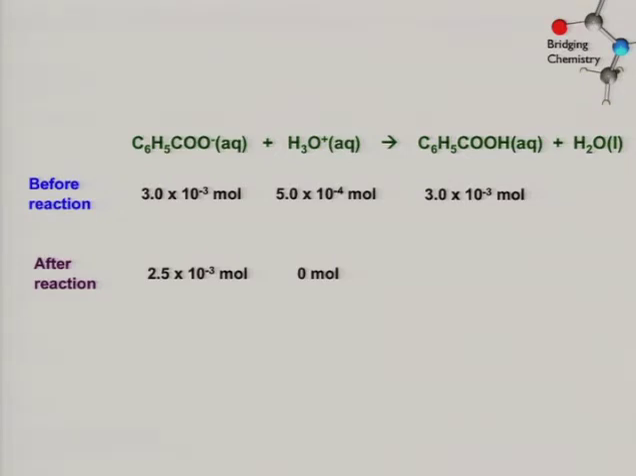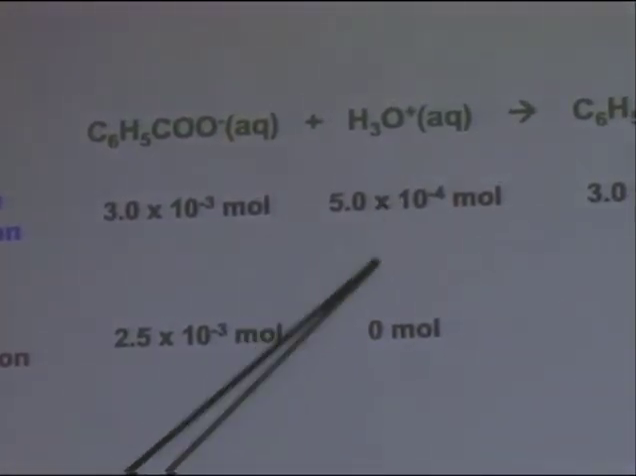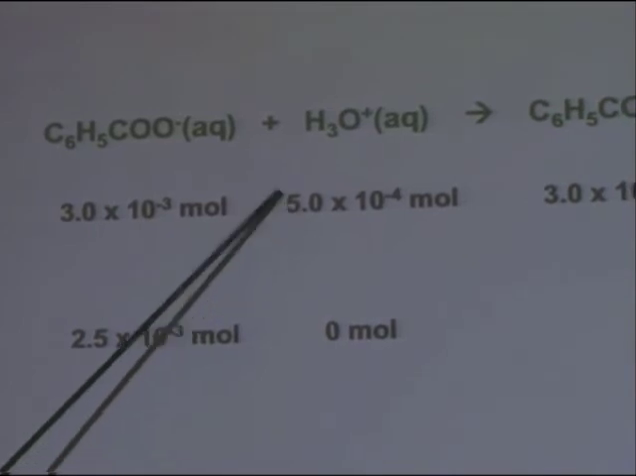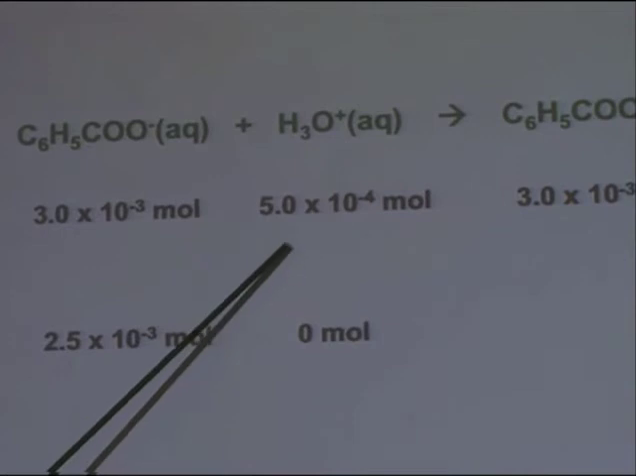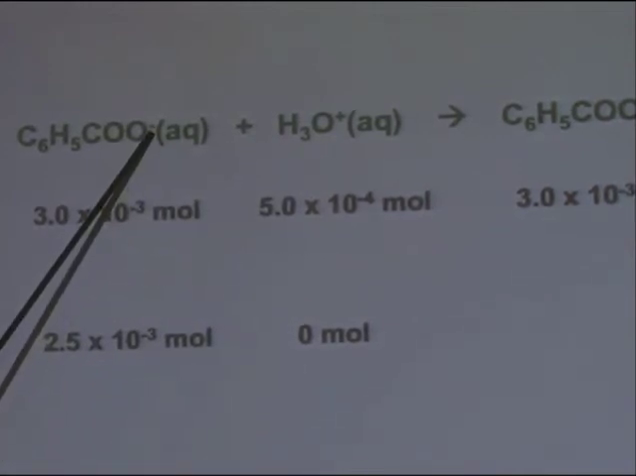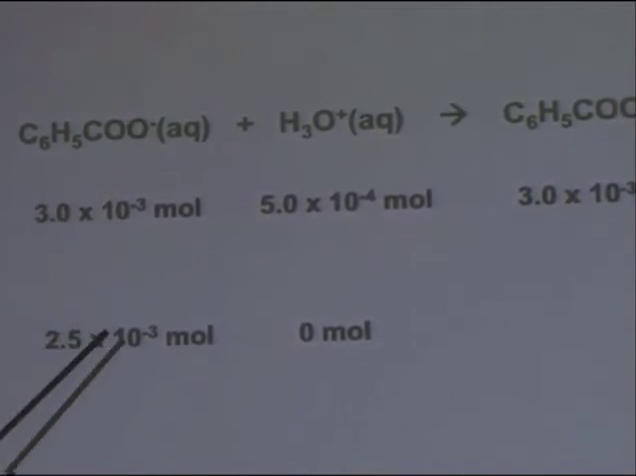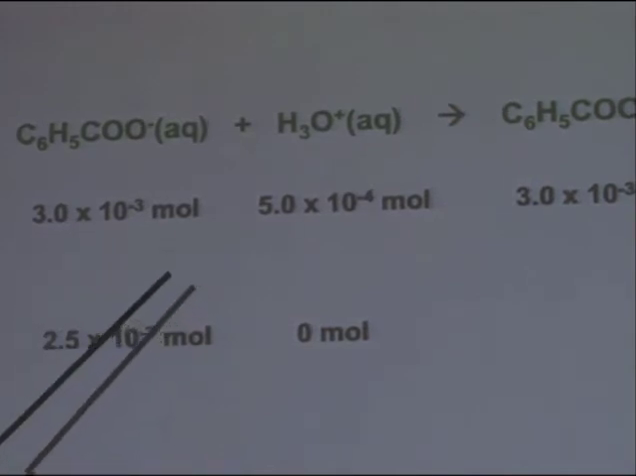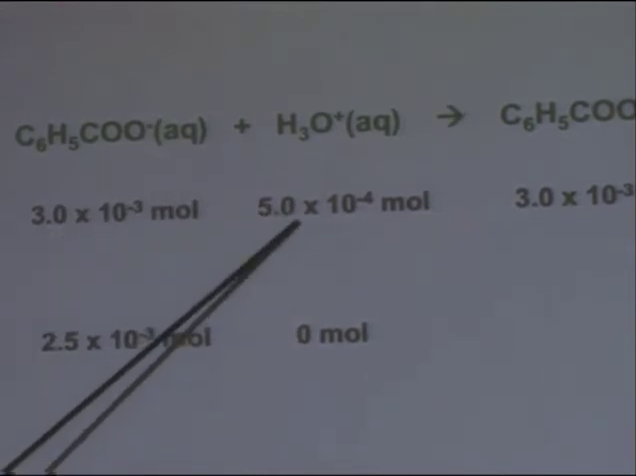So, if that amount of H3O+ reacts, which we're saying it does because at the end it's all gone, then because one of these reacts with one of these, it's a 1-to-1 ratio, 5 times 10 to the minus 4 moles of this reacts with 5 times 10 to the minus 4 moles of this. So the amount of this that will be left at the end will be the amount we started with minus the amount that reacted. So this number here is this number minus this number.